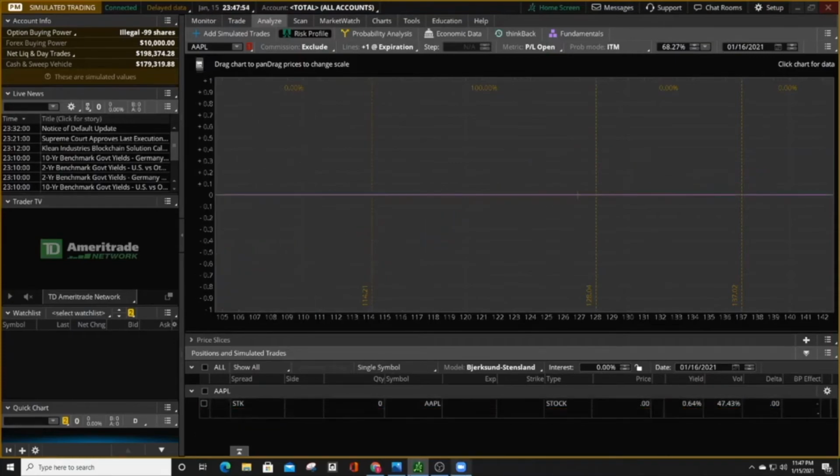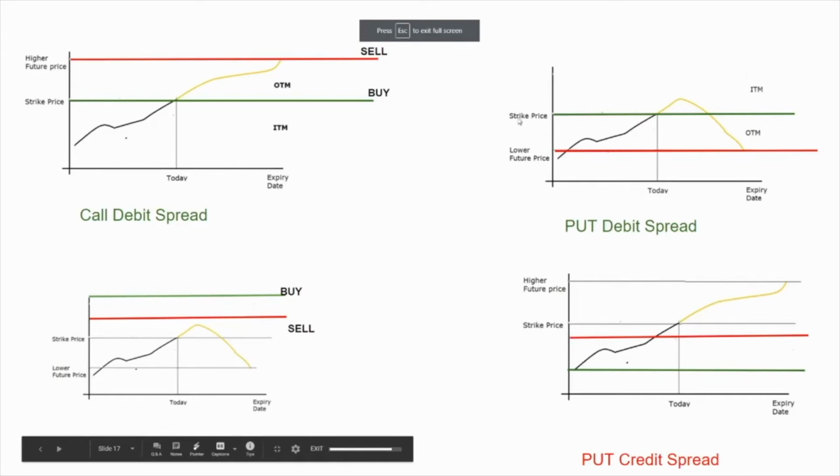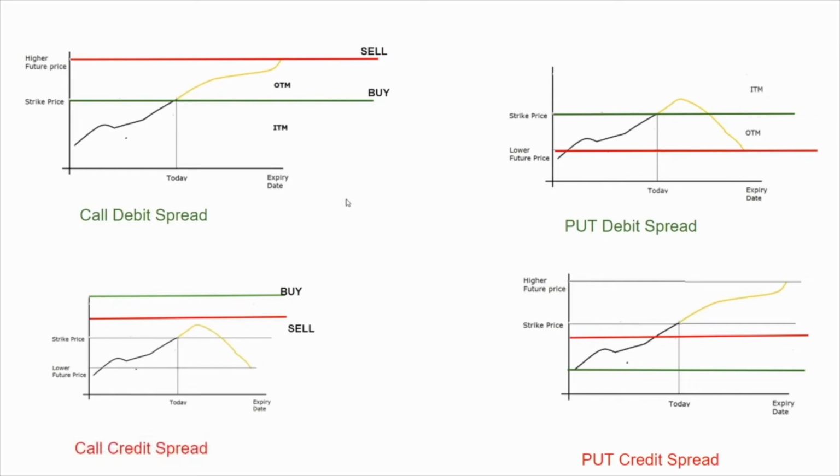So to recap, let's go back to my diagram. So these are the 4 different basic vertical strategies. The call debit spread is when you're bullish, you buy at the strike price and then you sell deep out of the money, and this is when you think the underlying stock price will go up. And then the call credit spread is the opposite. You think the price will go down, so you sell close to the strike price, and then you buy deep out of the money.